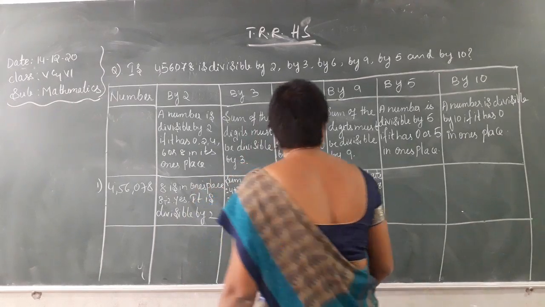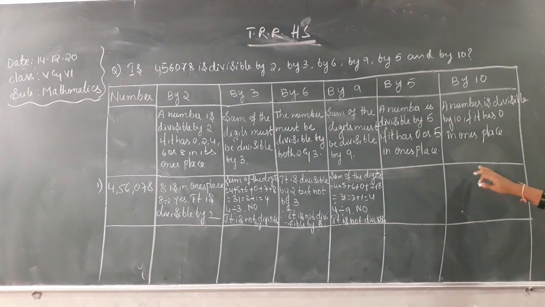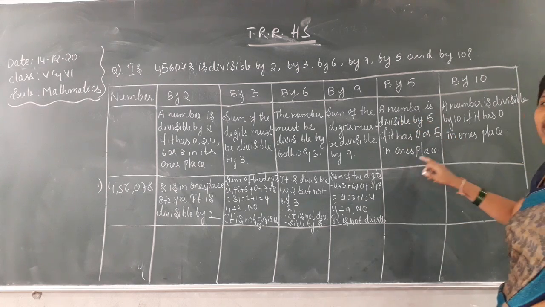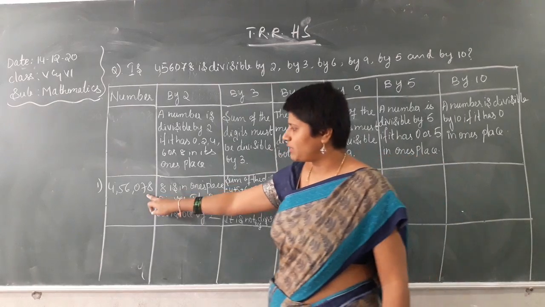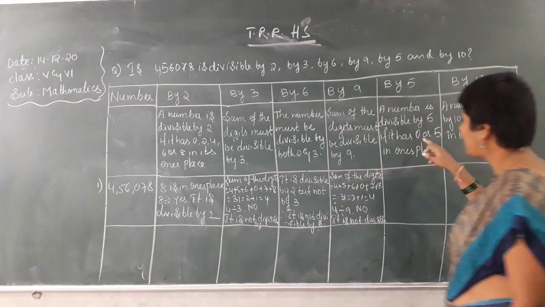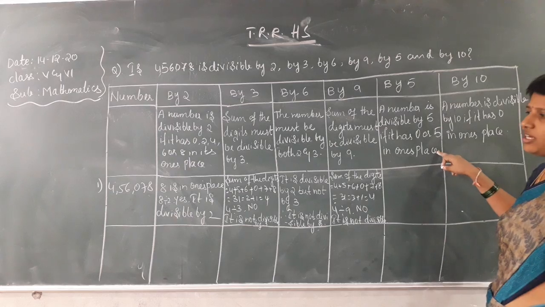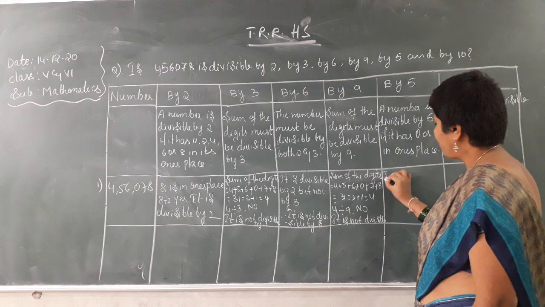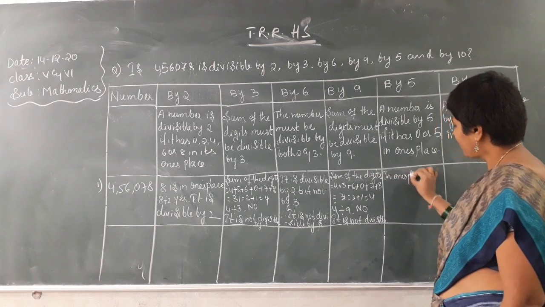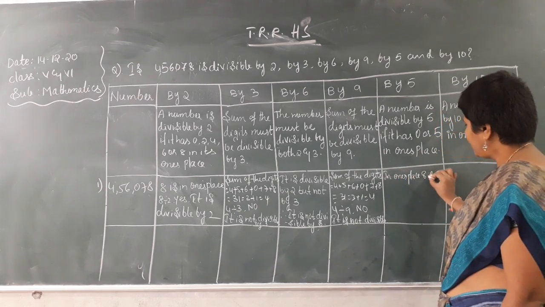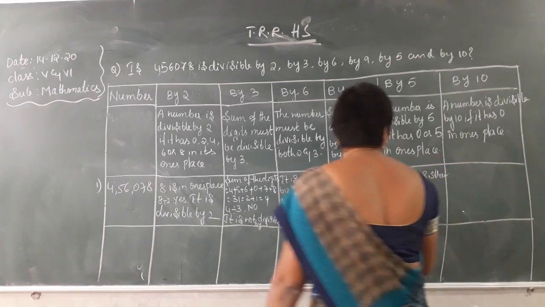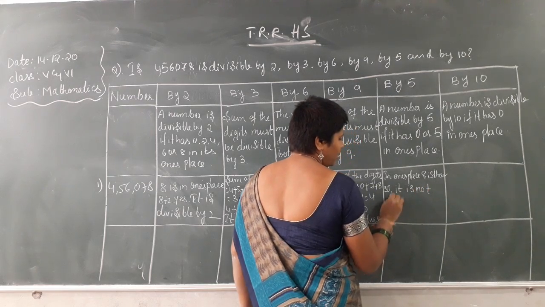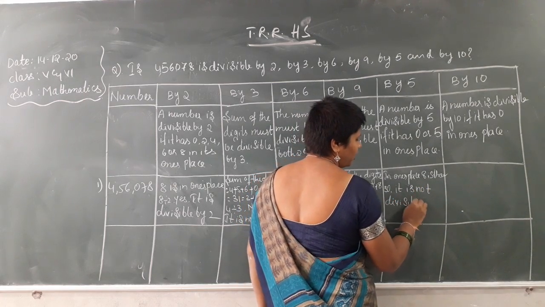Now comes the rule of 5. A number is divisible by 5 if it has 0 or 5 in the ones place. So you have to check what is there in the ones place. What is there? 8 is there. But what should be there? Either 0 or 5. Now 0 is not there. 5 is also not there. So it is not divisible. So write down, in the ones place 8 is there, so it is not divisible.